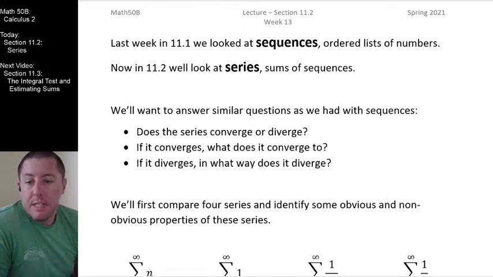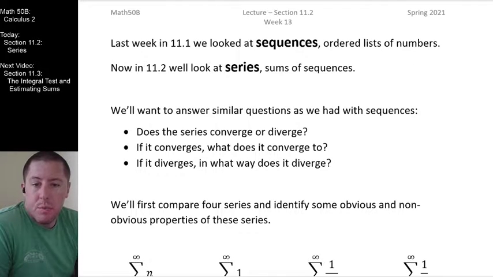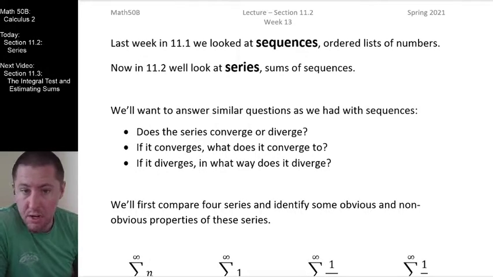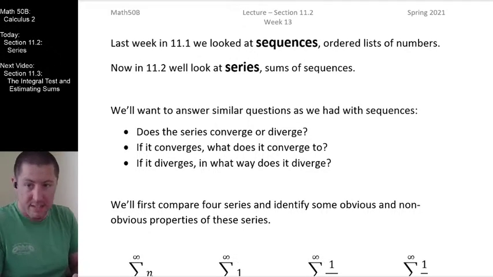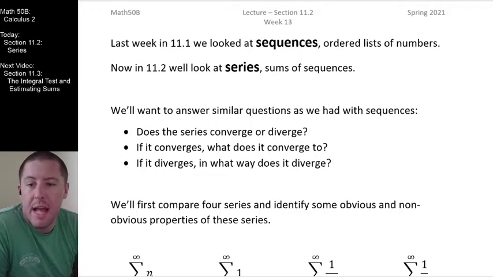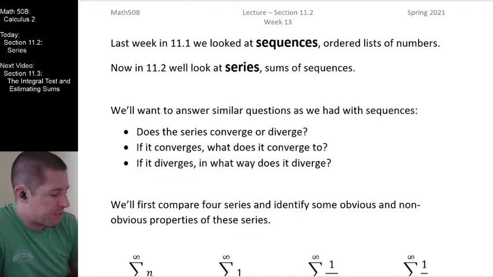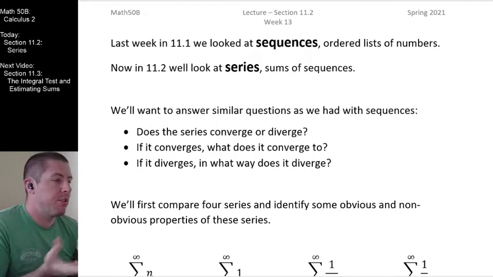We're going to want to answer pretty similar questions as we asked in the previous section. Things like, does the series converge or diverge? Just like we looked at, does the sequence converge or diverge last week? If it does converge, can we determine what it converges to? We're going to see, just like with our sequences, the answer is going to be sometimes we can answer that and sometimes we can't. If it diverges, in what way does it diverge? Are we tending off to infinity? Are we oscillating? Is there something else going on there?